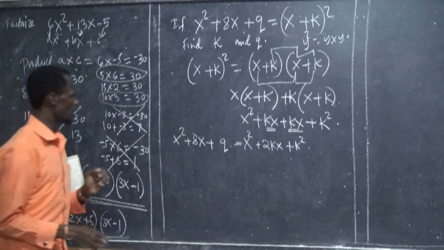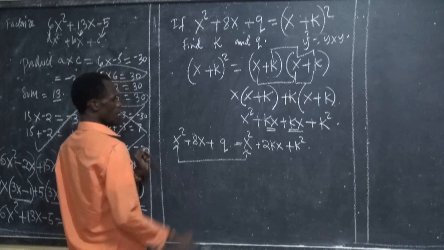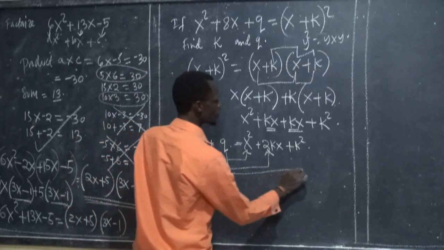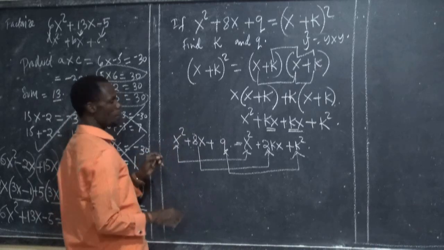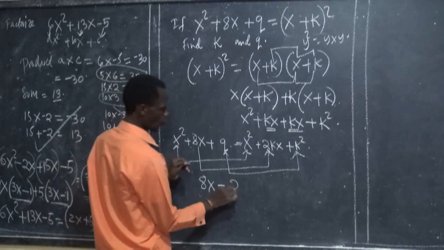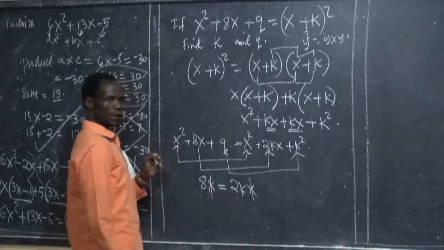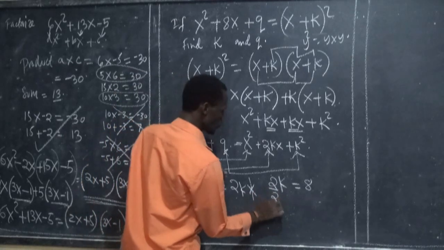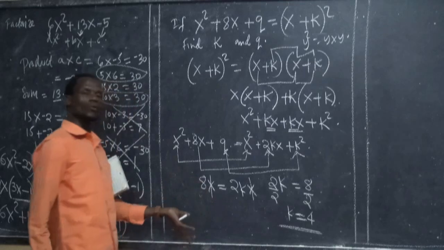So this implies what? This is equal to this one. Then 8x is equal to 2kx, and q now is equal to what? k squared. Now we start by comparing them. By comparison, we have 8x is equal now to 2kx. Then you remain with 2k is equal to 8. Divide by 2, divide it by 2. Now k is equal now to 4. This is what you got.